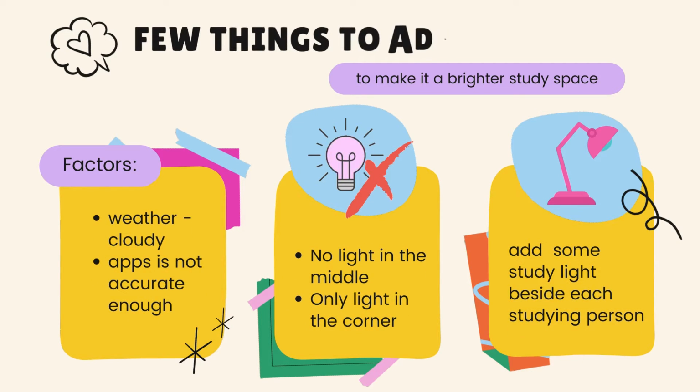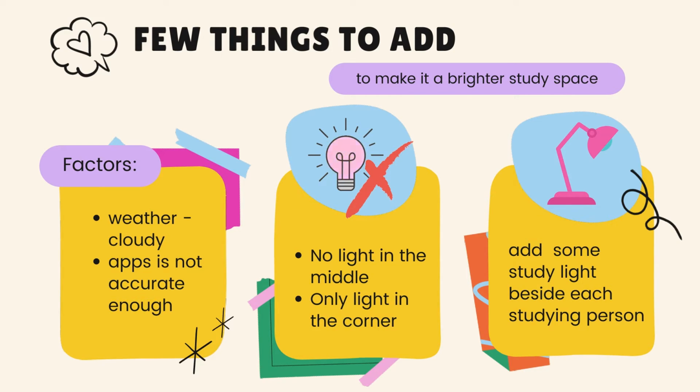There are a few reasons why our dining room has moderate lighting. I think one of the factors is the weather, because during the experiment the weather is quite cloudy, or perhaps the app is not accurate enough because I am just using the phone, not the right tools, which is the light reading lux meter reader.